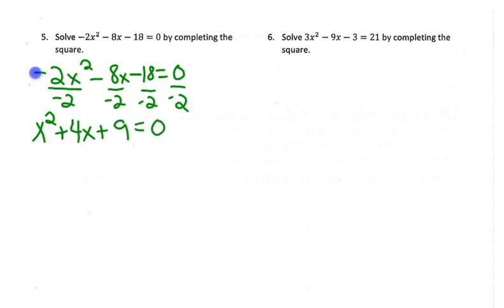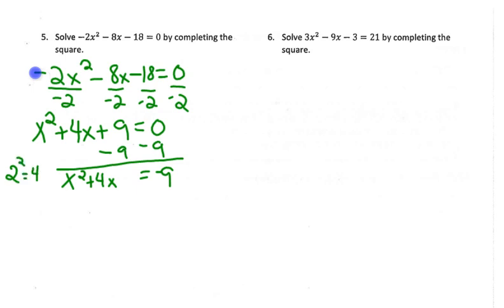Well, now I'm going to subtract 9. I got to get the constants to the other side. Now I want to turn this into a perfect square trinomial. So I'm going to look at b. b is 4. I need half of that. Half of 4 is 2. 2 squared is 4. So my equation is now going to become, I'm going to add it here, and I'm going to add it to the other side.